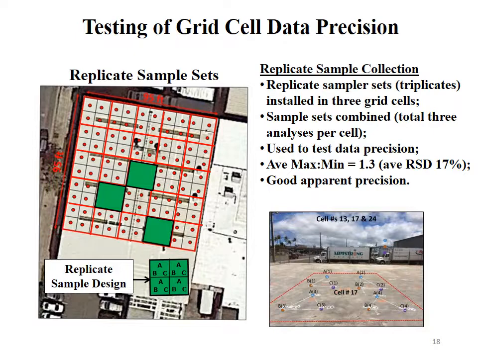And I guess somewhat surprising, maybe not, the average maximum to minimum ratio between the highest concentration and lowest concentration between each of the replicate sets was only 1.3, relative standard deviation 17%. So it looks like we were getting very good reproducibility and precision with a single 4 increment set, if you want to call it that, of passive samplers within a single grid cell. Again, this is very small scale. This is the first time we've done it. This gives you an idea of how it might work.